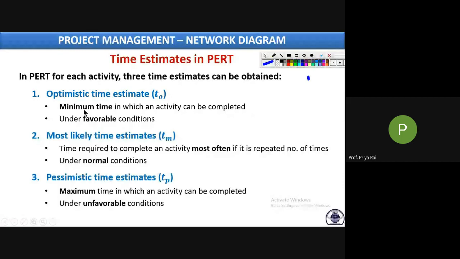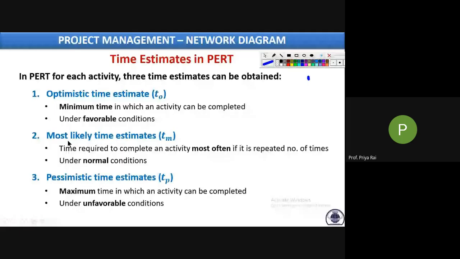Now, what is the most likely time? Most likely time is when everything is under normal conditions. That means you have enough manpower, but you do not have enough resources, or we can say you do not have enough money to spend. But you have enough manpower. So in that condition, the time required to complete an activity is called the most likely time. For normal days, in normal cases, that time is called most likely.